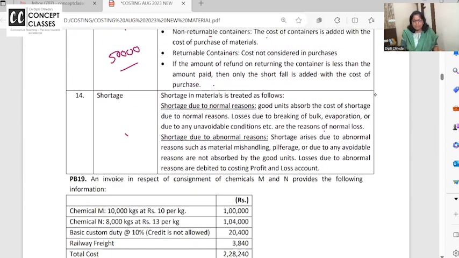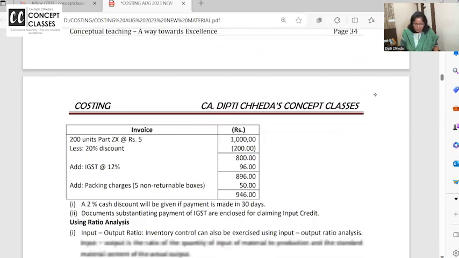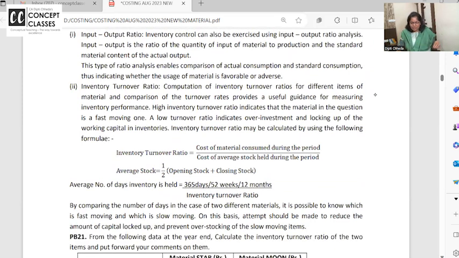Shortage, if they are normal, absorb in good units. If they are abnormal, transfer to costing P&L. And now ratios. This ratio is used in accounts and single entry. This is used in FM. This is used in costing. Someday they can give you an income tax business head also, God knows.